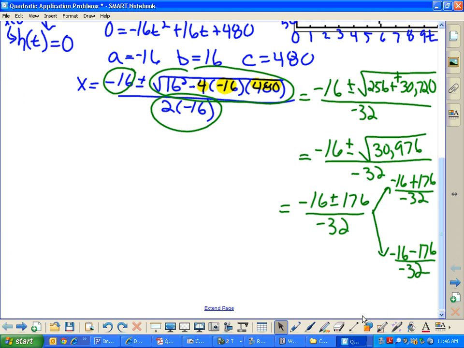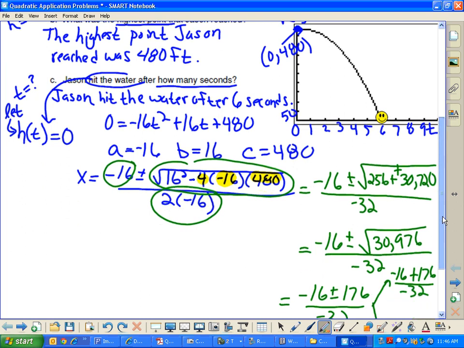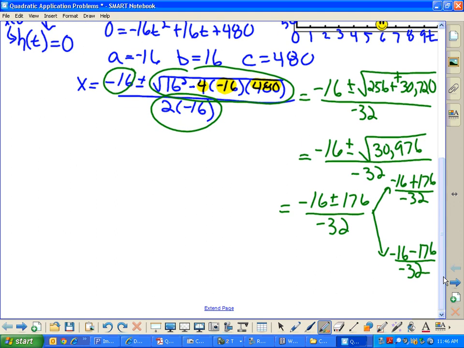Eyes on the prize. What am I trying to get to? We said that the answer to our problem is right there. I'm algebraically supporting right now why it takes him 6 seconds to hit the ocean. Do you see how he hit the ocean at 6? He's happy. He made it to the water safely. So here's how the algebra sort of pushes that answer out. If I did negative 16 plus 176, divided that by 32, you get negative 5.